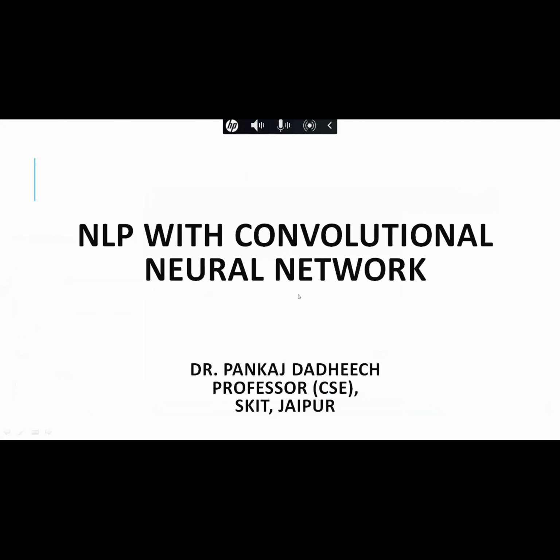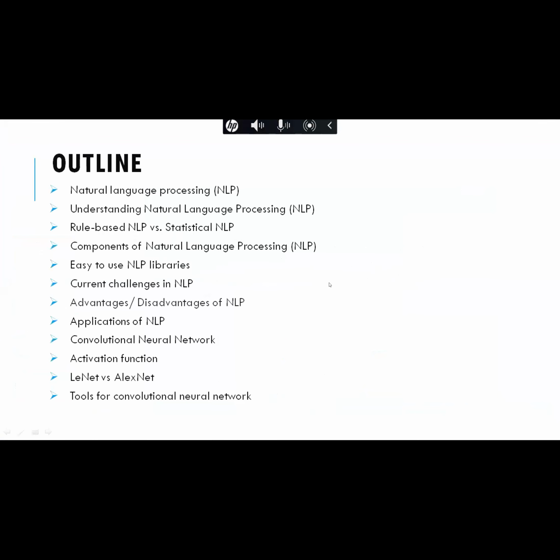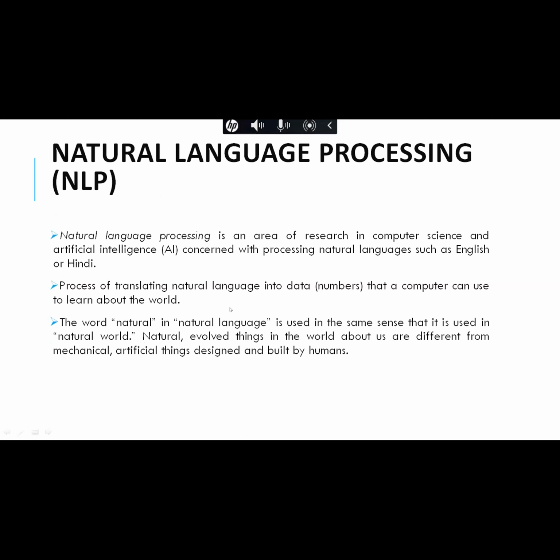So my topic is NLP with convolutional neural network. This is the outline of the presentation: understanding NLP, then rule-based NLP versus statistical NLP, components of NLP, easy to use NLP libraries, current challenges in NLP, then advantages, disadvantages, applications, then CNN, activation function, LeNet, AlexNet, and tools for convolutional neural network.